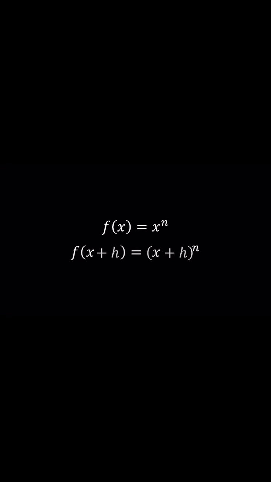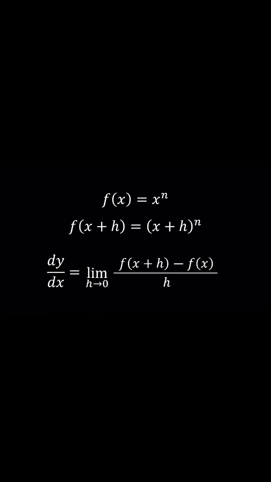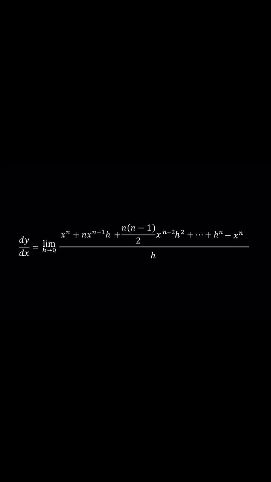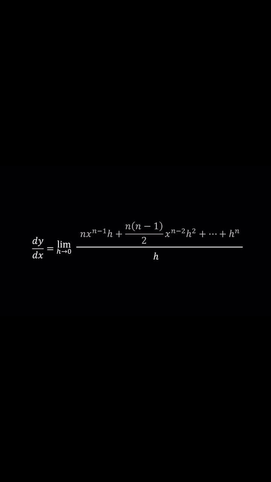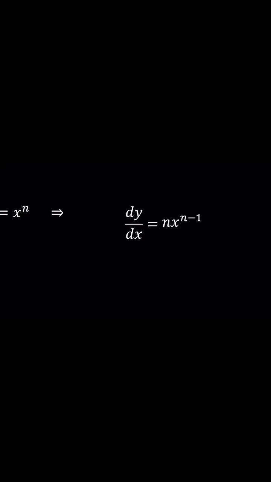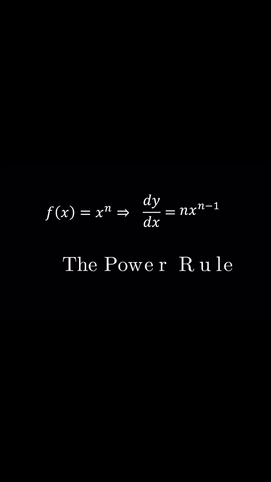Let's take a generic term, x to the power of n. Using the same approach, we substitute f of x plus h into the formula and expand x plus h to the power of n, using the binomial expansion. When we simplify, the x to the n terms cancel out and the terms involving h vanish as h tends to 0, leaving n times x to the power of n minus 1. This is called the power rule.